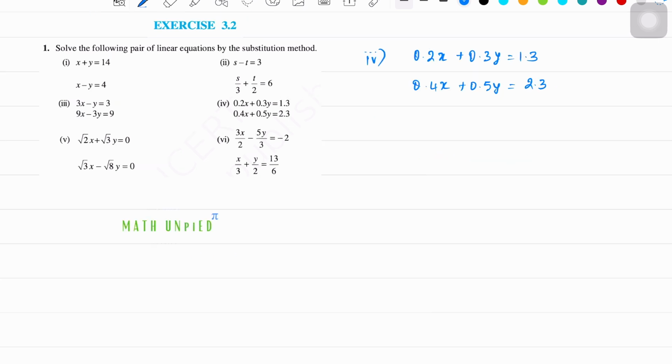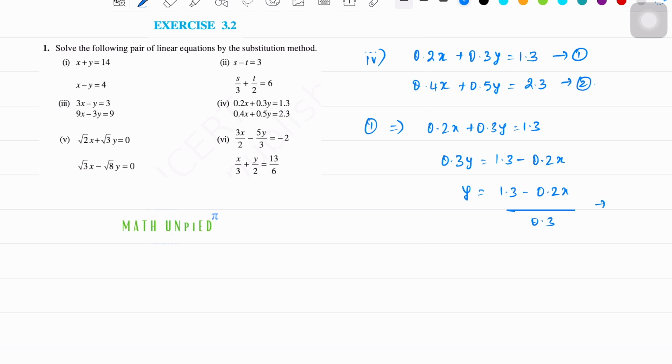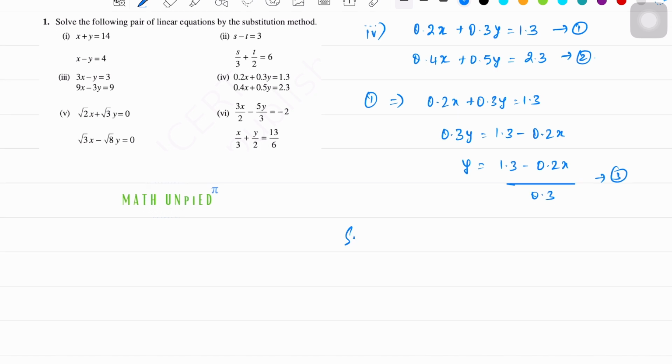Let's move on to the fourth one. This is 0.2x plus 0.3y equals 1.3 and 0.4x plus 0.5y equals 2.3. So let this one be equation 1 and this is equation 2. Now we can simplify 1 as 0.2x plus 0.3y equals 1.3. From this we can write 0.3y equals 1.3 minus 0.2x, and therefore y equals (1.3 minus 0.2x) over 0.3. Let this be 3 and we can use 3, substituting value of y from 3 in equation 2.